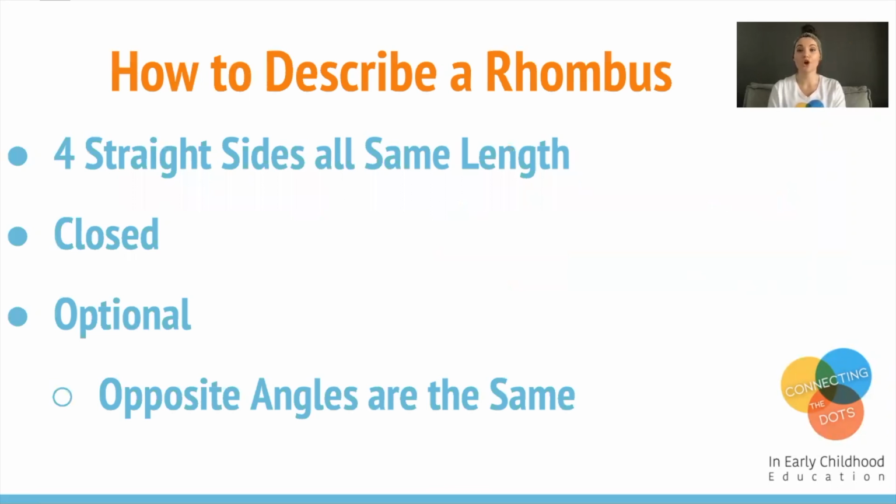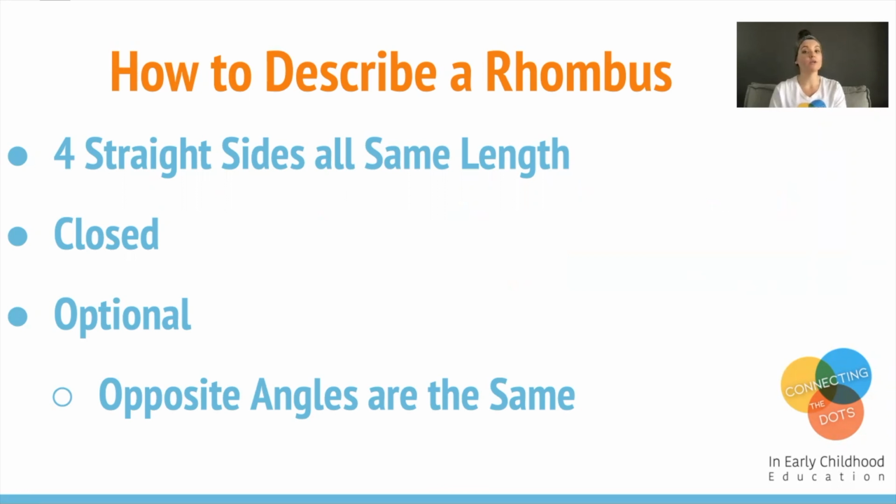So, how to describe a rhombus? I first want to talk about the fact that many of us may have been teaching this shape as a diamond, but technically the correct and accurate geometric name for this shape is rhombus, and I challenge you to really start using the name rhombus in your classroom.